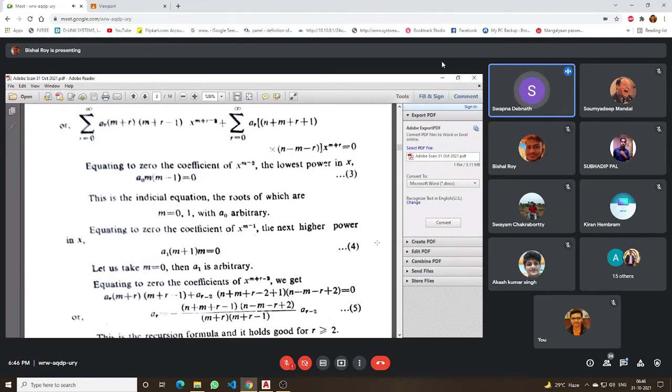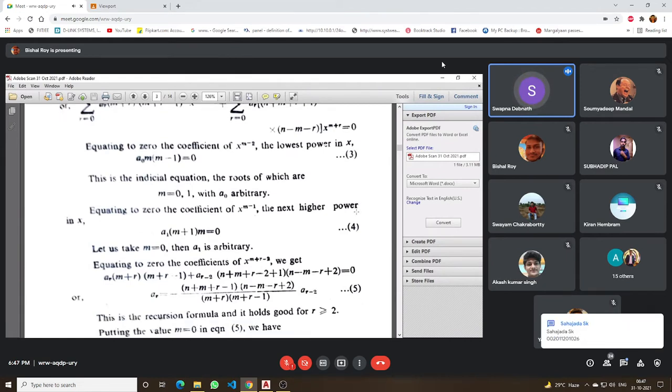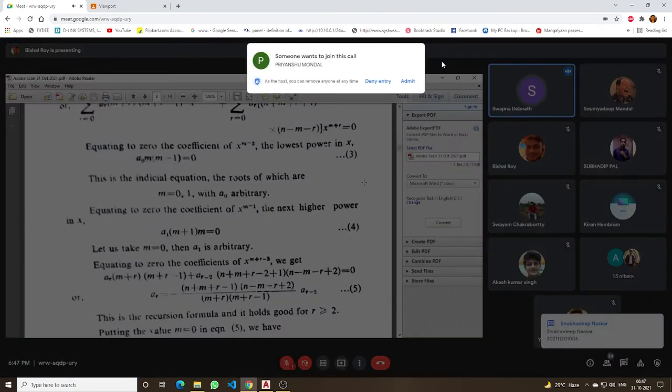The lowest power of x: put r is equal to 0, then x to the power m minus 2 is the lowest power, therefore equating to 0. Therefore a0 m into m minus 1 is equal to 0. Therefore m is equal to 0 and 1. This is where a0 is arbitrary.